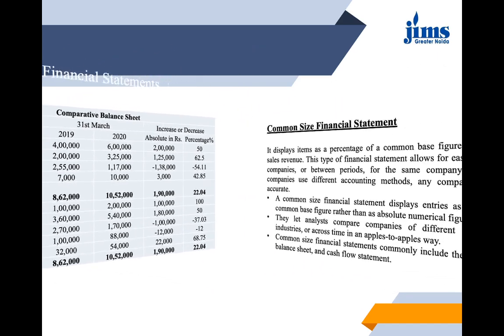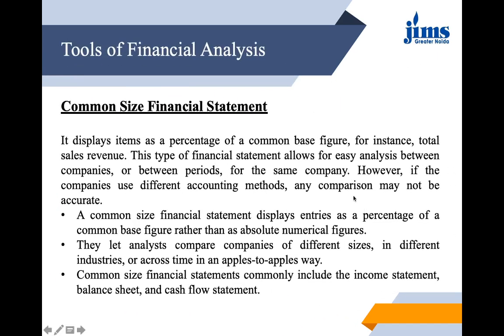Okay, let's move further. This was the first tool, and now the second tool is common size financial statement. Names may appear same, but it is not actually same. That is comparative financial statement, where you compare 2 years, and this is common size financial statement. This displays the item as a percentage of a common base figure. For example, we can take total sales revenue as base. We can take any other item as base. So with that particular base, percentages are calculated and then comparisons are made and analysis is performed.